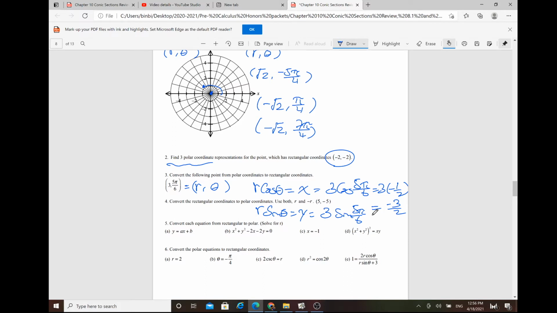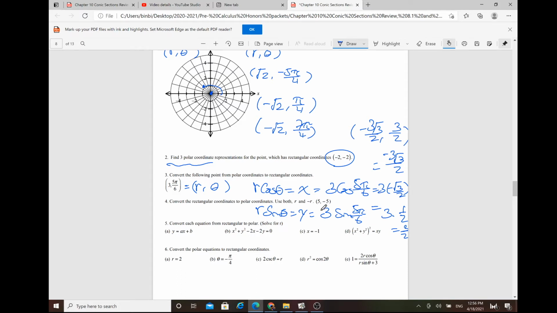Oh, you know what? 5 pi over 6 is actually considered 30 degrees. So that one's supposed to be 3 times negative root 3 over 2. Let me fix that. Negative root 3 over 2. So this one should be considered negative 3 root 3 over 2. And then 3 times sine of 5 pi over 6. So 3 times 30 degrees in quadrant 2. So 1/2. So 3/2. So for the xy coordinate, this one here is considered negative 3 root 3 over 2, comma, 3/2. So that one's for number 3.